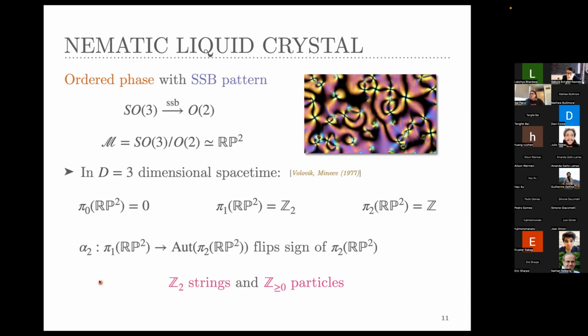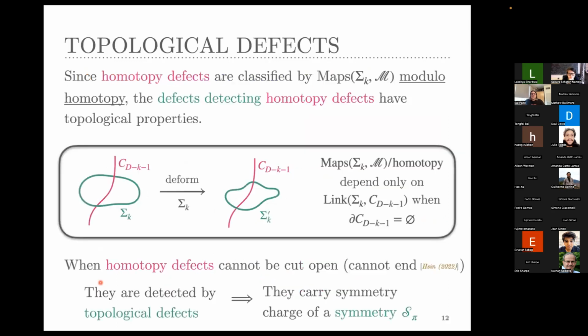Good. So that was the lightning review of ordered phases and homotopy defects. And now I want to get into how there's actually a topological defect hidden in this story. And it's really apparent if you're thinking about how the homotopy defects are classified. Since they're classified by this set of maps modulo homotopy, it means that whatever defects are detecting the homotopy defects, they have topological properties.